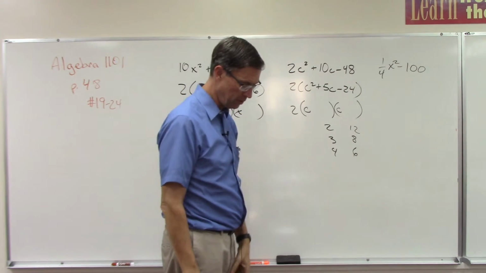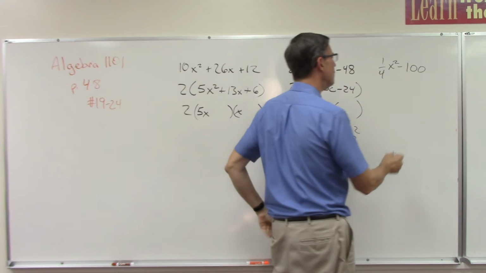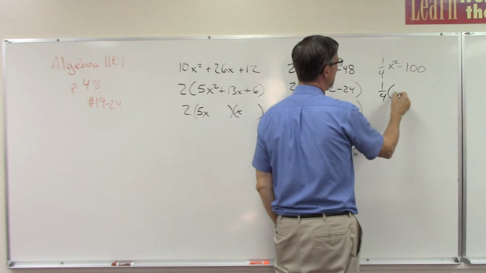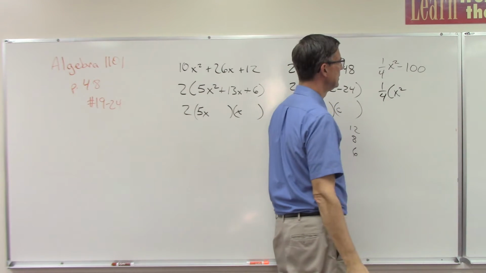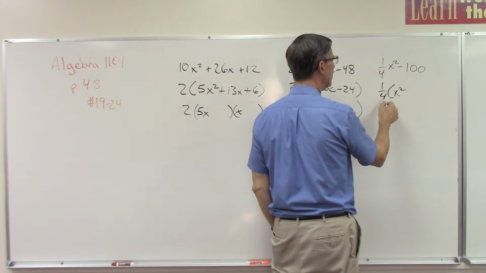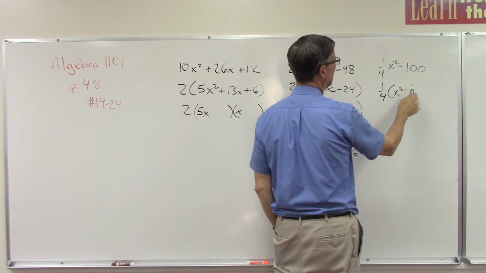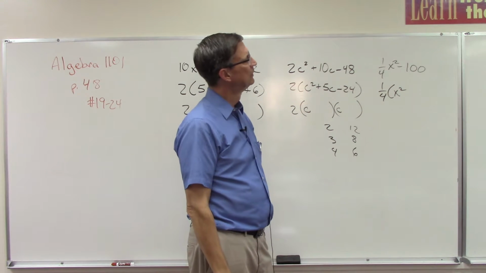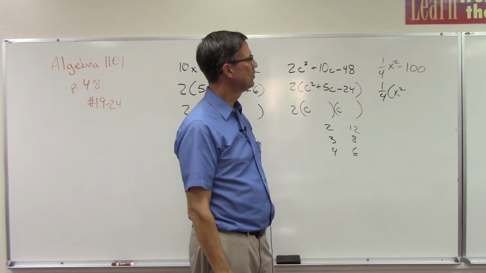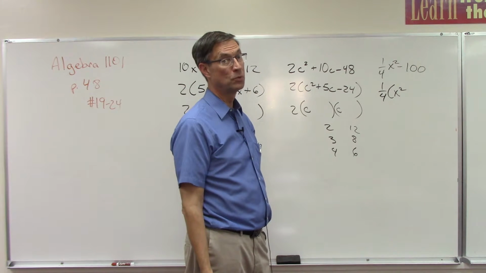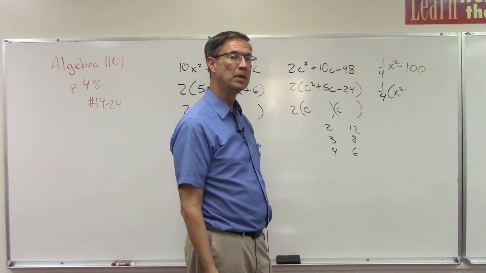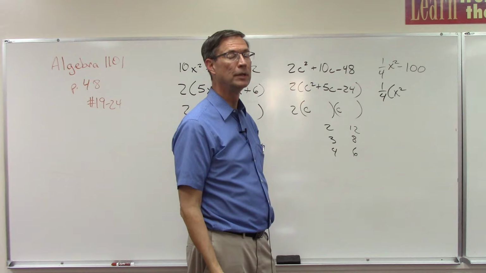Now this last one here, wow, this is tricky. When we have a fraction that we're going to factor out, let's see what happens. That obviously becomes x squared, that's easy. But 1/4 times what would actually give me 100? You might be tempted to say 25, but that's 1/4 of 100. So 4 times 25 would be 100, so it can't be that. 100 is 1/4 of what?